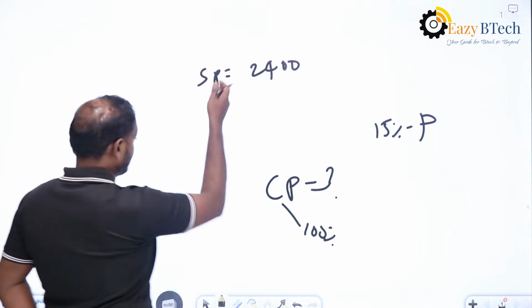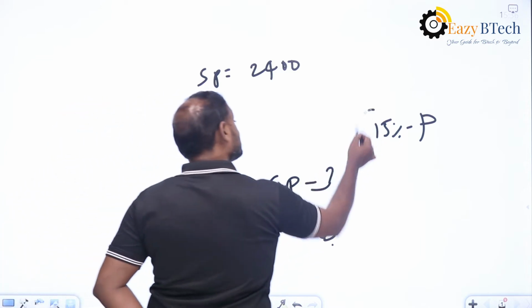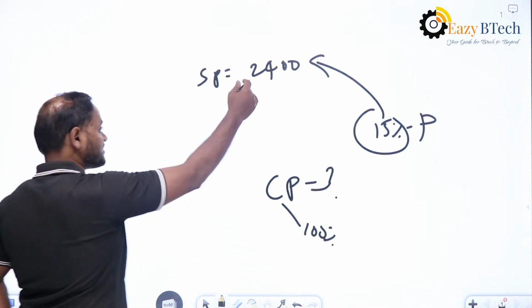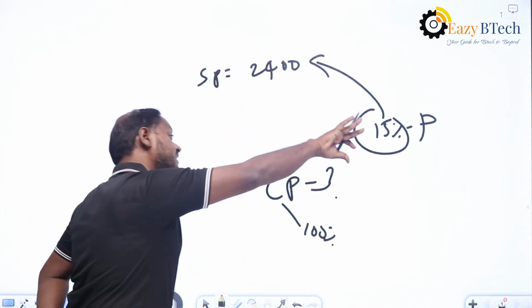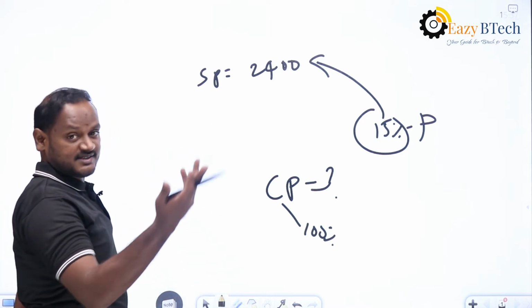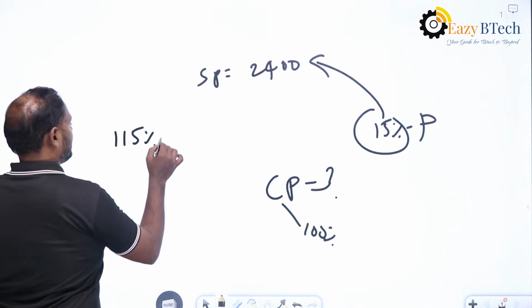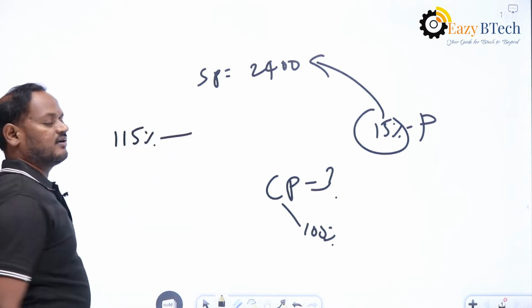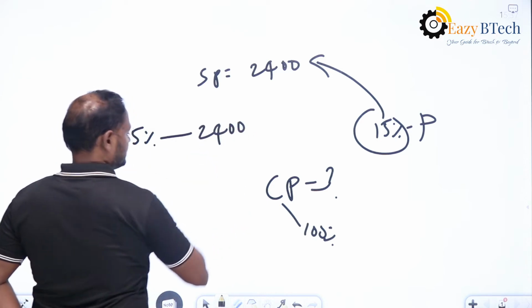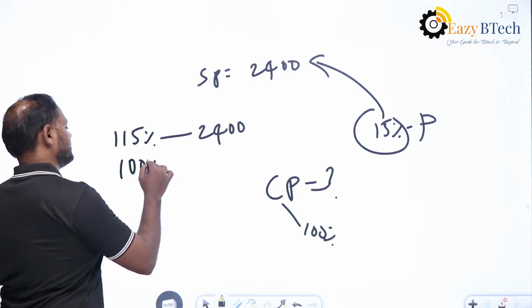But he has got the direct selling price value. But there is a hint. What is that hint? 15% profit is there, right? In this selling price, if 15% profit is there, it should be 100% above. Yes or no? Selling price should be 100 plus. 100 plus 15 will be 115%. This 115% value is 2400. If 115% value is 2400, what is 100% value?